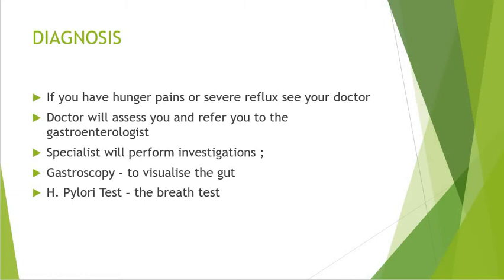Now the specialist will perform some investigations to confirm the diagnosis, such as gastroscopy, which is used to visualize the gut. A tube is passed through into the stomach. It has a telescope and lights at one end, and this helps to see the entire gut. It can detect any ulcers or if there is any swelling or inflammation of the gut. The other test is called the H. pylori test or the breath test. This will confirm the diagnosis of an infection in the gut as being the cause of the ulcer.